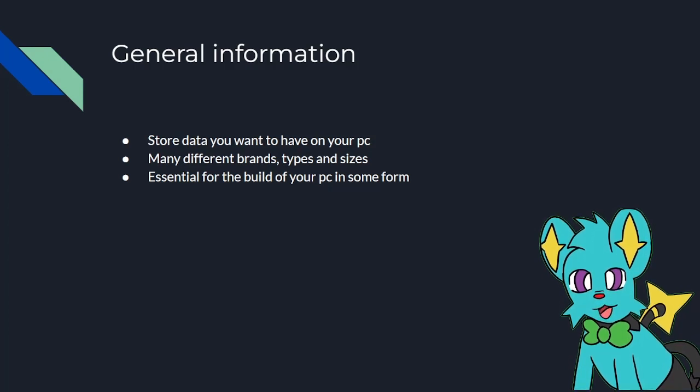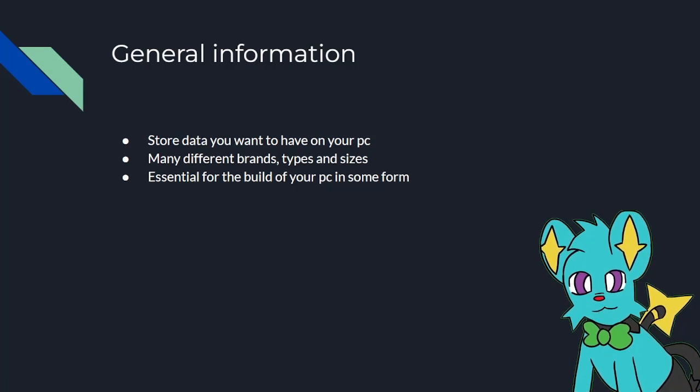And these things are essential to your build. You need at least one hard drive to store your operating system, which I will be speaking on more in another video later. But just know that you're going to need at least one hard drive for your system to store some essential files for your computer.